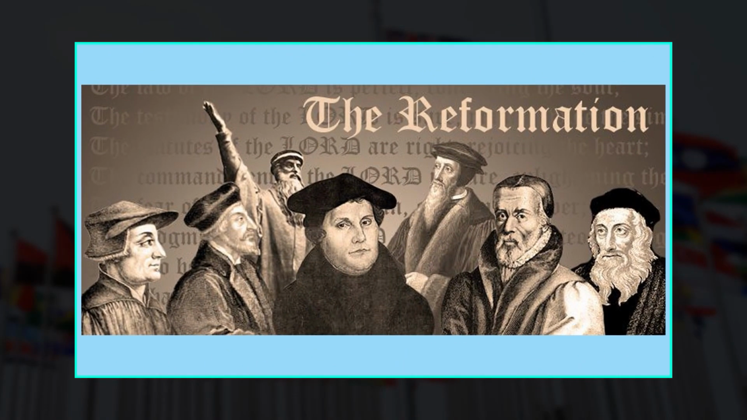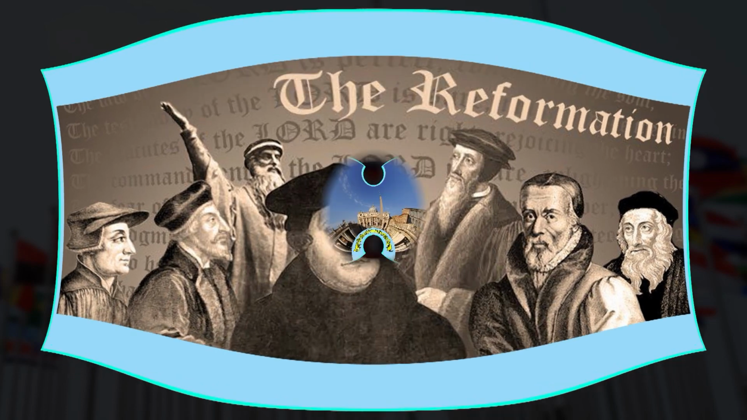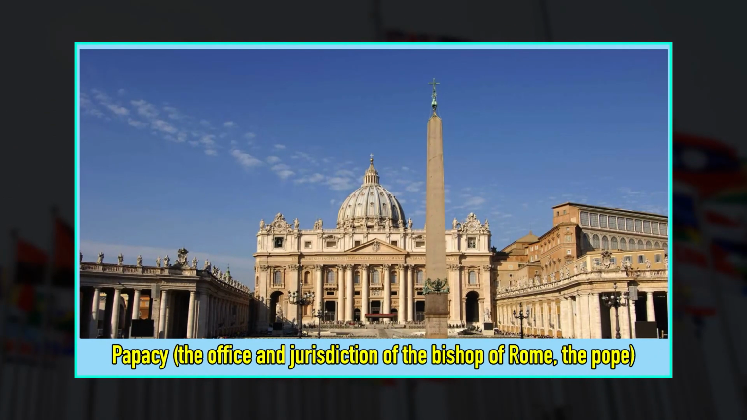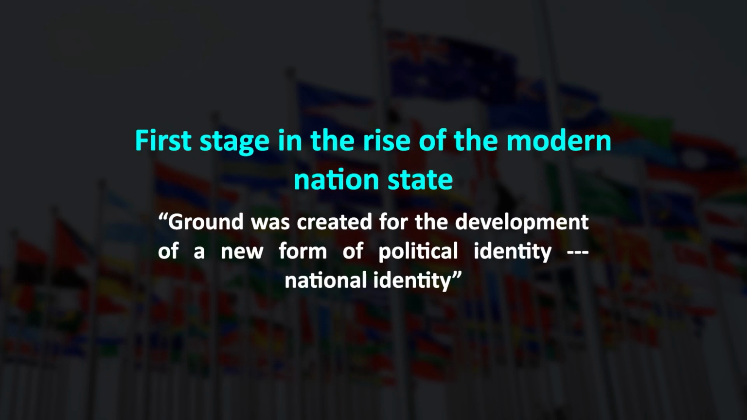Due to the challenge posed by Reformation, the religious power and political hold of papacy was greatly reduced. This directly led to the opening up of space for new forms of political power to rise. With this, ground was created for the development of a new form of political identity, that is, the national identity. This can be termed as the first stage in the rise of modern nation state.